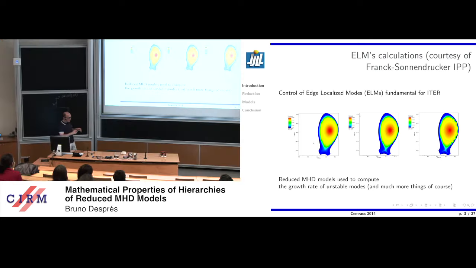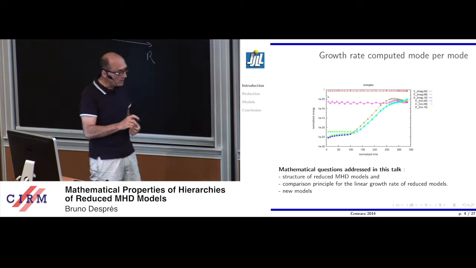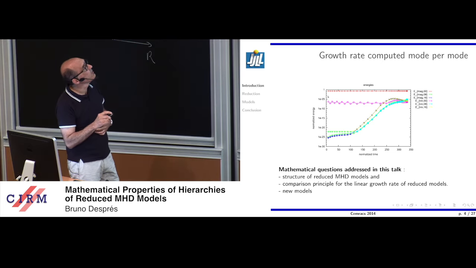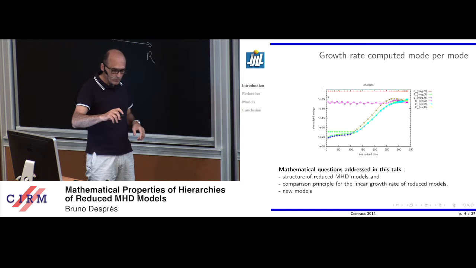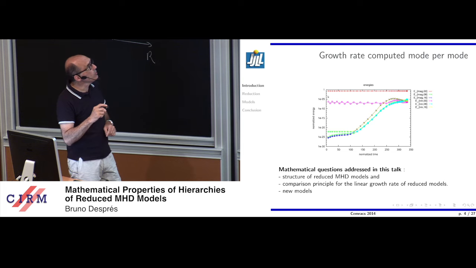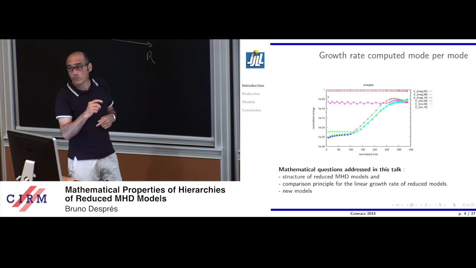Okay, so these models, what I understand, are used to compute growth rate of instabilities, both in linear and non-linear regime. And typically, this is a plot of these modes. And what is it? So you can, in the toroidal direction, decompose the perturbation in Fourier modes, and you could plot the energy per Fourier mode.